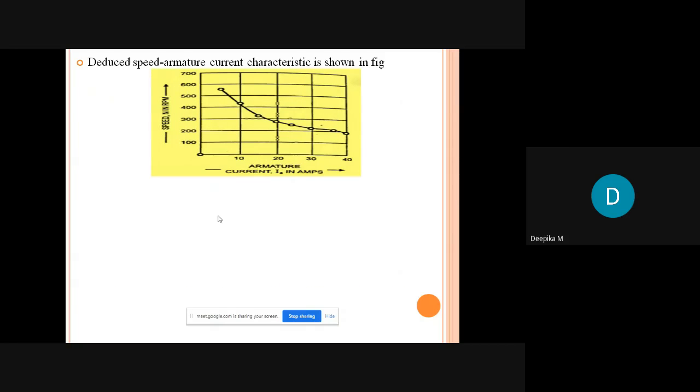Okay. So next, the second problem. The following figures give the magnetization curve of a DC series motor when it is working as a separately excited generator at 600 RPM. That is, they have told you that the magnetization curve of a DC series motor means it is a curve between field current and the EMF generated.